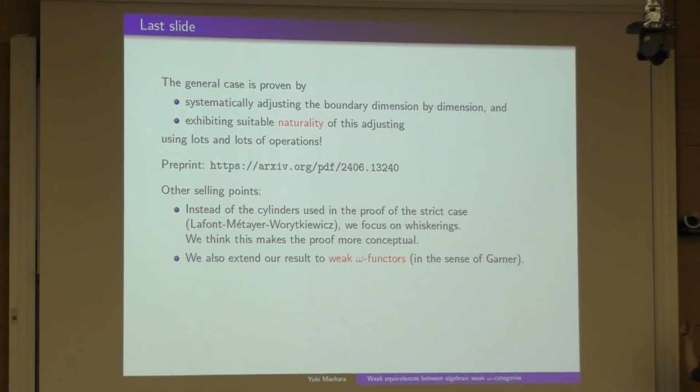And also we extend our result to weak omega functors. By this I mean we also consider maps that are only weakly functorial. Because if you want a nice notion of equivalence between these weak omega categories, maybe this is somehow more natural to consider. And the notion of weak omega functor we use is that of Richard sitting somewhere. Yes, hello Richard.